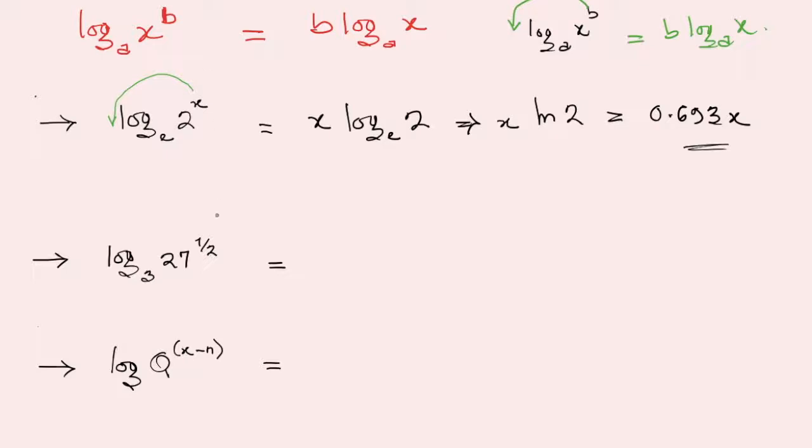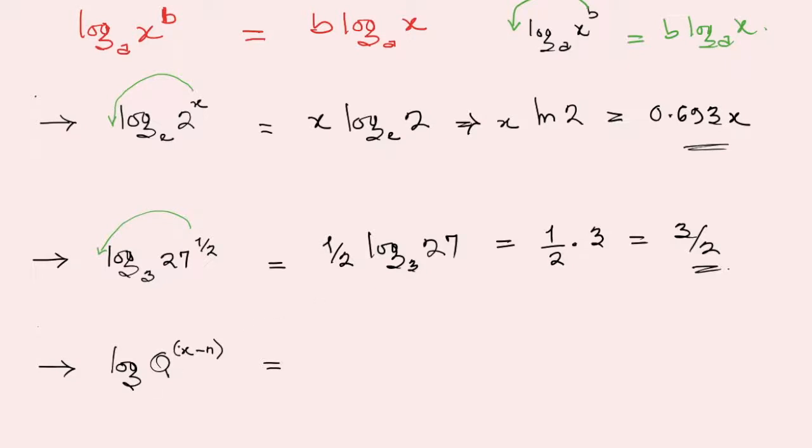For this one, log to the base 3 of 27 raised to power half. Don't forget, all we have to do is move this to the front, and we have 1/2 log to the base 3 of 27. We know that log to the base 3 of 27 is equal to 3. So this is 1/2 multiplied by 3, and this is equal to 3/2.